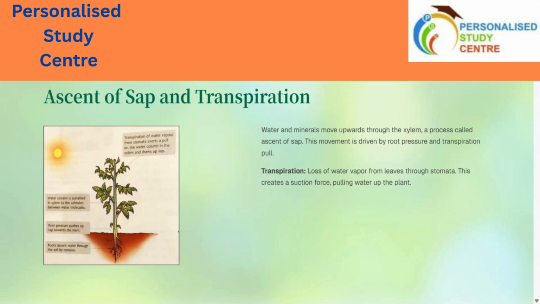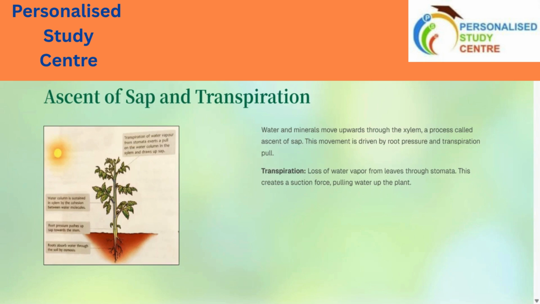So what are the two main forces which help this process to work? That is the root pressure and the transpiration. So this is all about ascent of sap. And in the activity, we will see about root pressure as well as transpiration. So the root pressure helps to suck the water from the root and take it upward. The more the water is lost, the more the suction pressure is created, through which the water will move up.